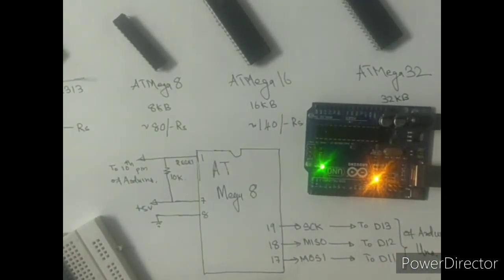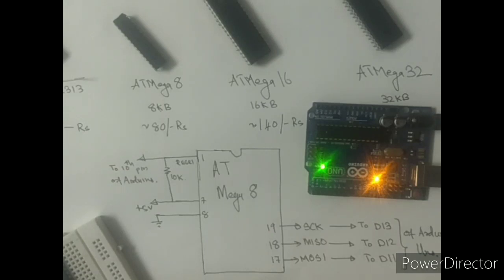So here we have to use 6 pins, that is the SCK, MISO, MOSI, reset as well as power supply lines. Okay, so the 17, 18, 19 pins of the Atmega 8 are to be connected to D13, D12 and D11 of Arduino Uno respectively. Then a 10 kilo ohm resistor we have to connect between the 5 volt and the reset, and the reset pin to be connected to the 10th pin of Arduino Uno. So please make the connections.